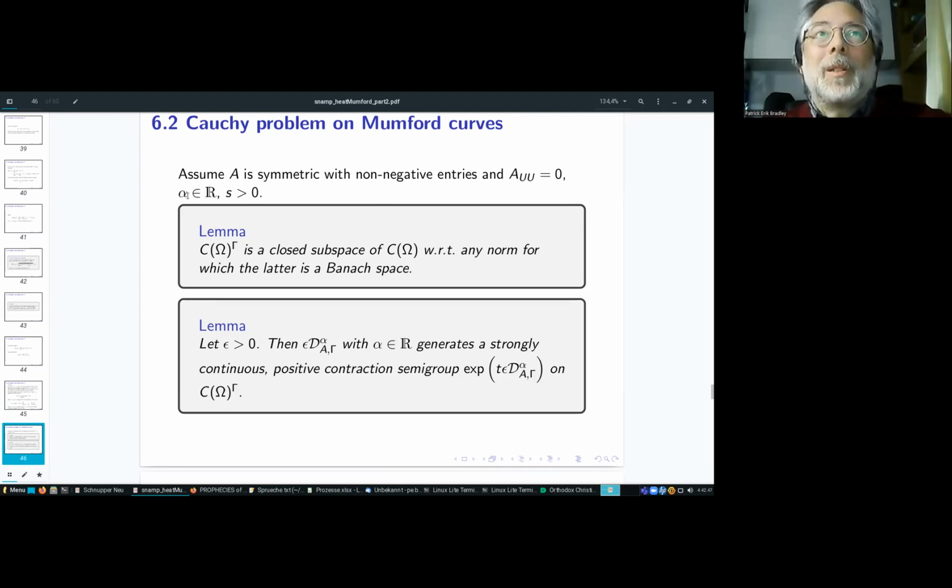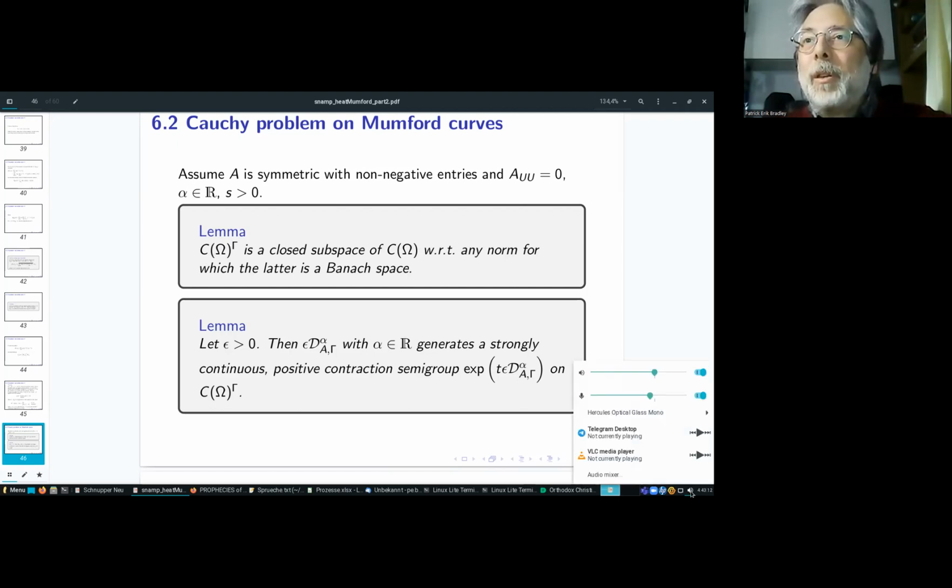And then we can come towards the Cauchy problem on Mumford curves. So you assume again that A is symmetric, non-negative entries, diagonal vanishing, alpha in R, s greater than 0. The invariant continuous functions form a closed subspace of all continuous functions on Omega with respect to any norm for which the big function space is a Banach space. One can prove this, and then you get that our operator generates a strongly continuous positive contraction semigroup, exp(tD), on this restricted invariant function space.